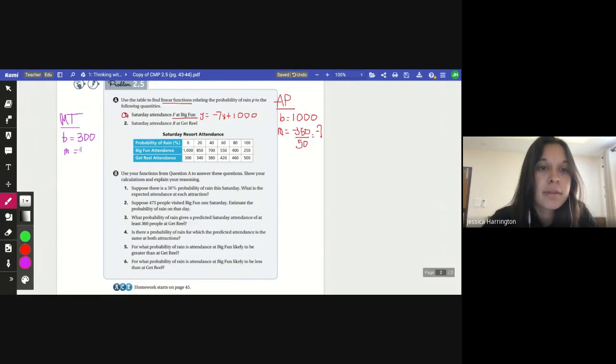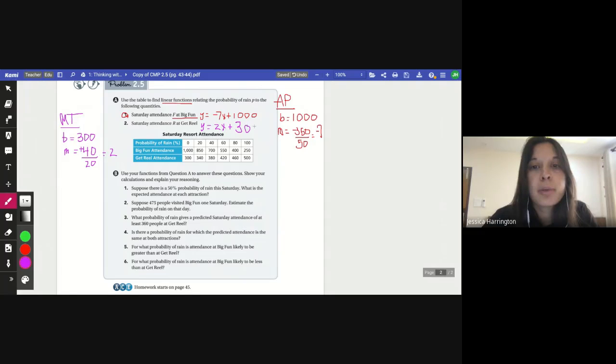So positive 40 over 20. Hopefully you guys can do that division in your head. What is 40 divided by 20? That's just 2. So my slope is 2. So if I have to write an equation for number 2 with the movie theater, it's going to be y equals 40 divided by 20 is 2, 2x plus 300, if I can write that nicely.